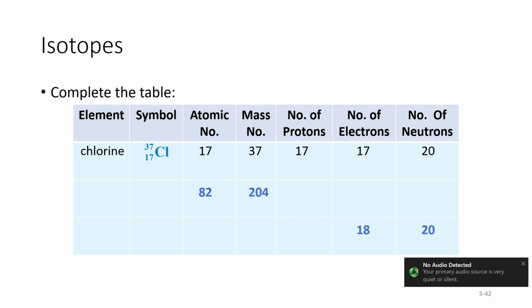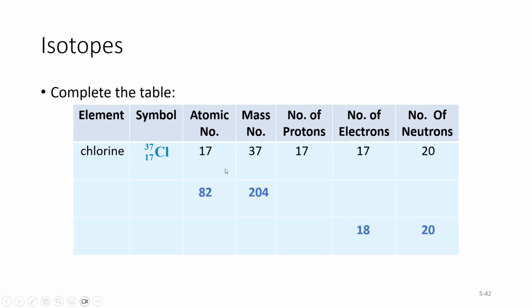Okay, hopefully you had a chance to work through those. We're going to start with this next one. So, the atomic number. Elements are listed on the periodic table by their atomic number. So if we want to know what the element is, we're going to find 82 on the periodic table. 82 is lead.